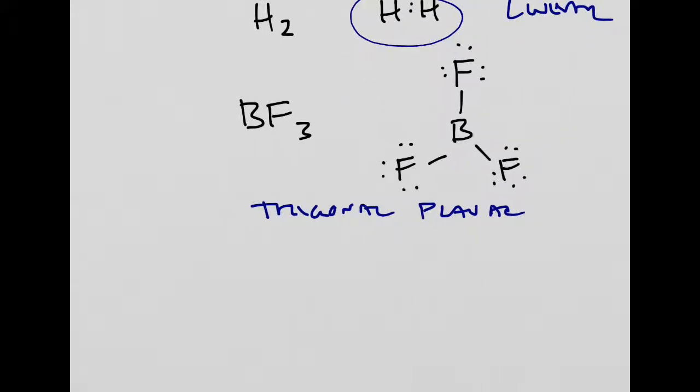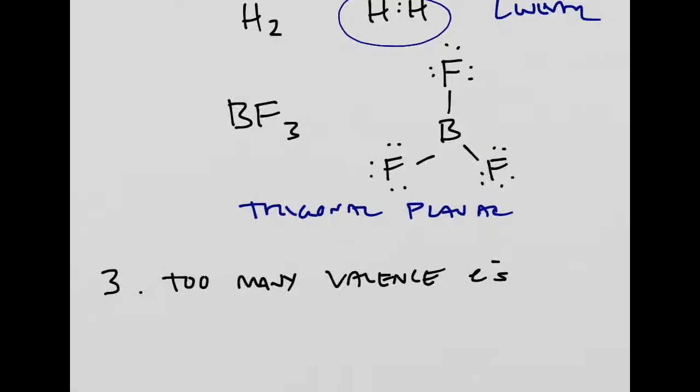All right, and then the last situation is when you have too many valence electrons. Okay, and in this case, oh darn it, I'm running out of room here. There we go. Let's take something like phosphorus pentachloride.